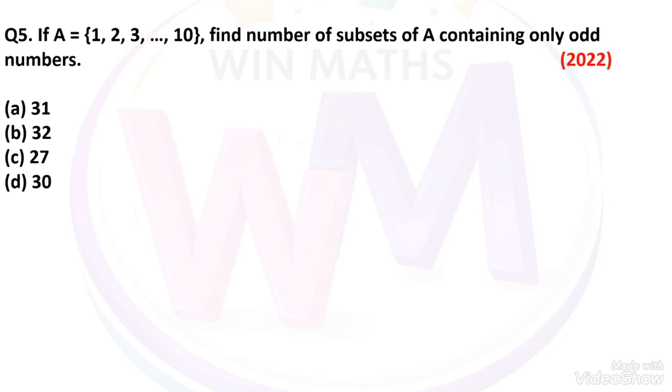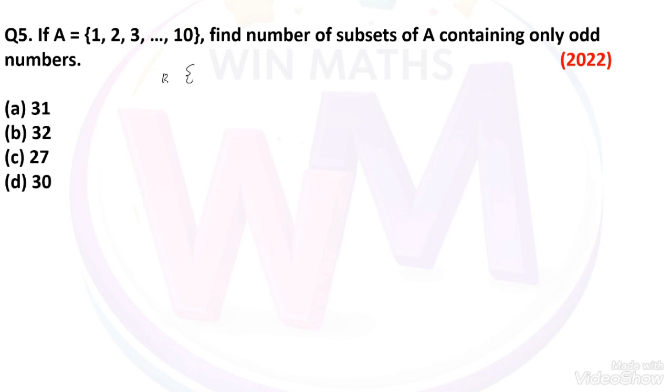Question number 1. Okay. If A is a set containing 1, 2, 3 and so on up to 10. Find the number of subsets of A containing only odd numbers. Here first have to check the odd numbers. So in that, how many odd numbers are there? From 1 to 10, what are the odd numbers?